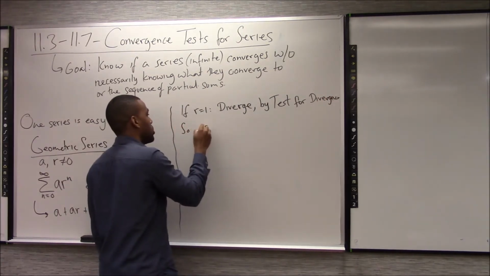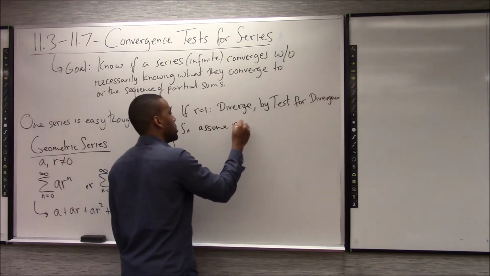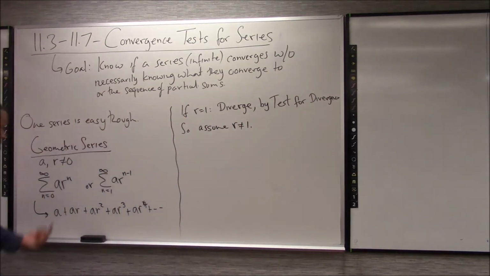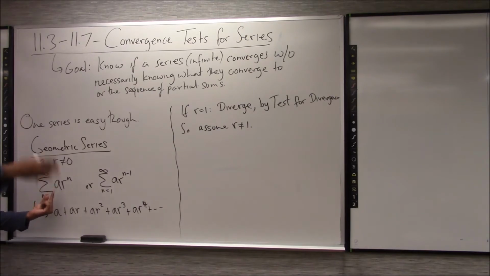So assume your r is not 1, right? If I just plug in r equals 1, then that's just the sum of a plus a plus a plus a plus a for infinity, and my a is non-zero, so the limit is non-zero. So I'm just adding stuff that's non-zero. It will diverge to infinity. So let's assume our r is not 1, and let's try to actually figure out an answer here.